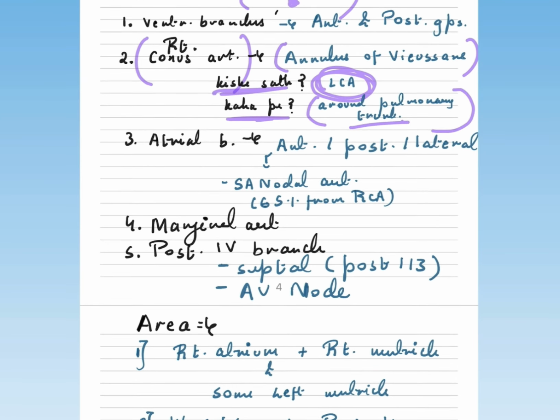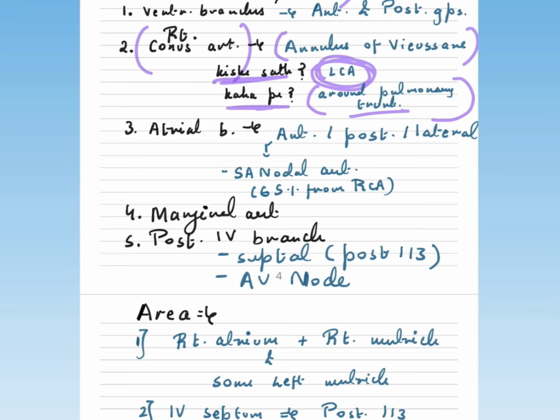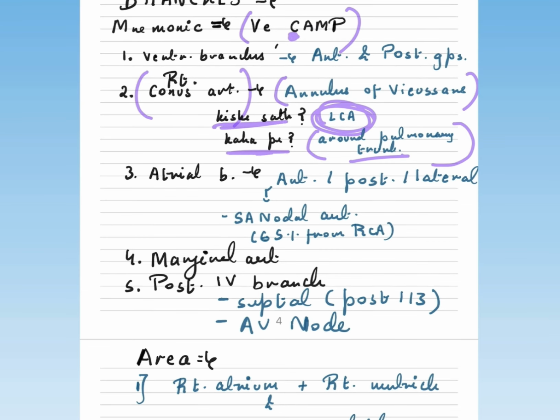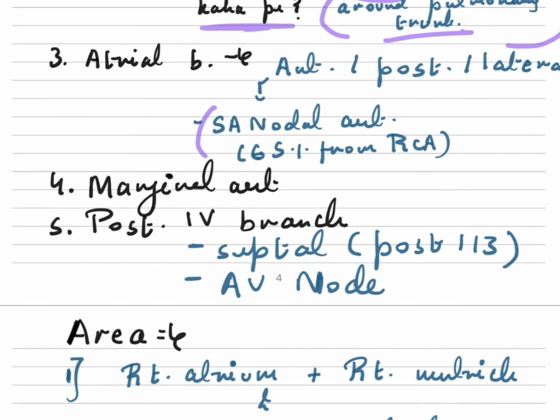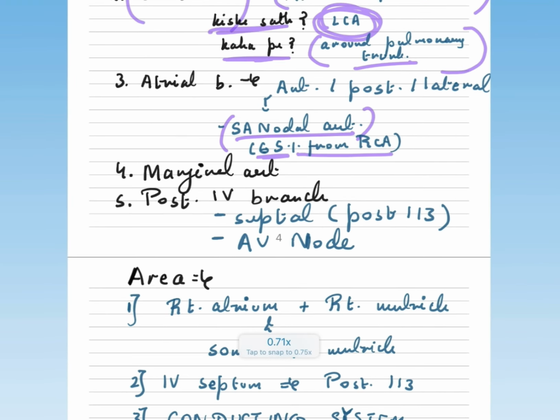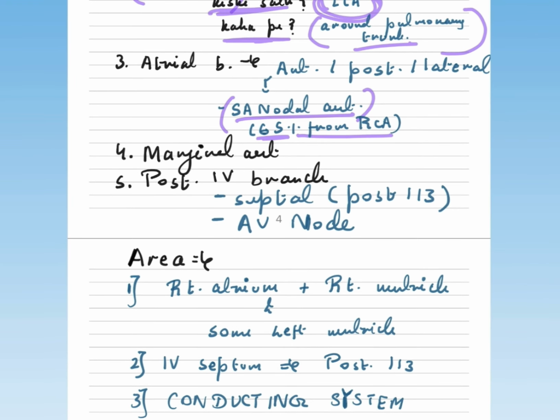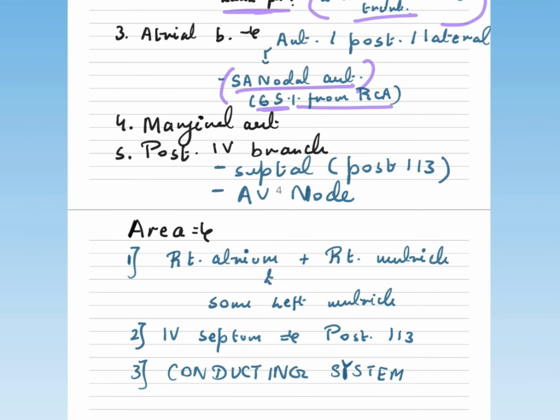Then the atrial branches. The atrial branches have three groups: the anterior, posterior and lateral. So ऐसे याद रखना है कि ventricle में दो groups थे and atrial में एक और आ जाता है, that is lateral group. And from this anterior group, there is also a SA nodal artery. So SA nodal artery in 65% of cases arises from the right coronary artery, and in the rest it arises from the left coronary artery.